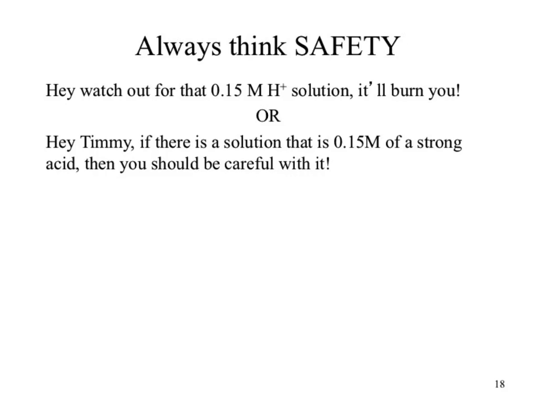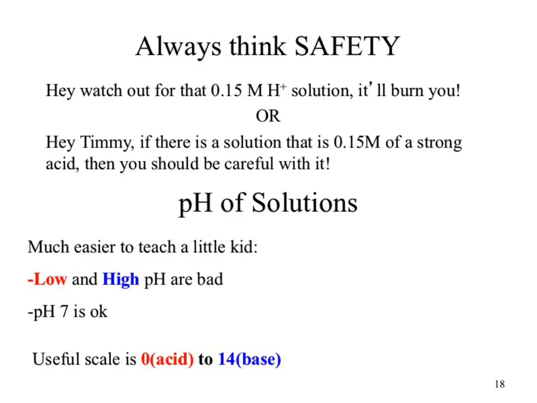Anything smaller than 7, avoid. Anything higher than 7, avoid. 7, good. That's relatively easy to teach. That's what's happening when we look at our pH scale. It's about safety. How do we determine our pH? That's our highs and lows.